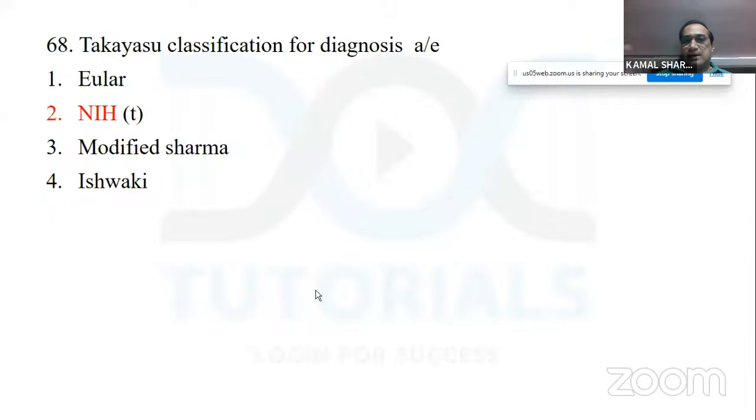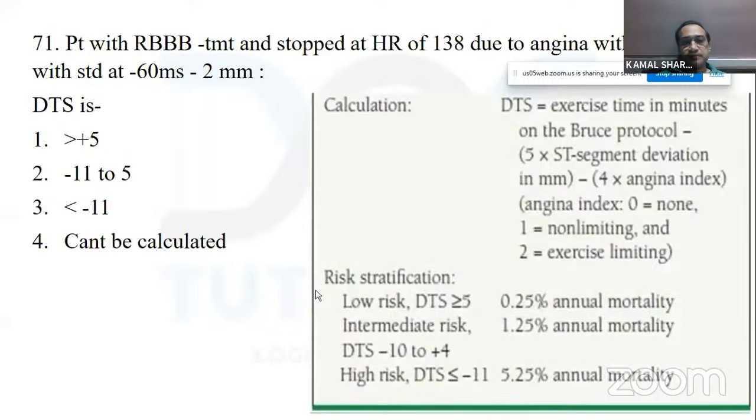Euler's is again classically known for the ARA criteria. Ishikawa was the original criteria. There is no criteria like NIH, which is used for Takayasu, so that was the incorrect option.